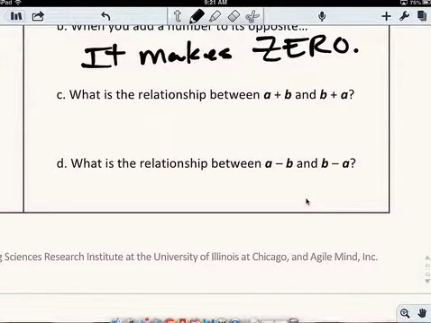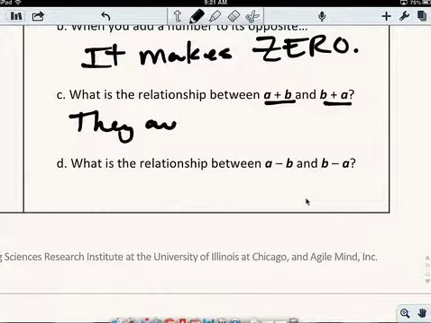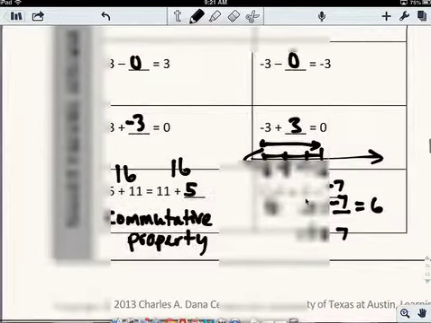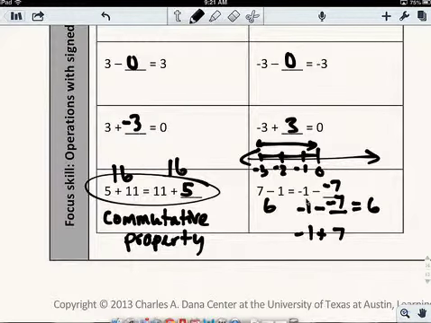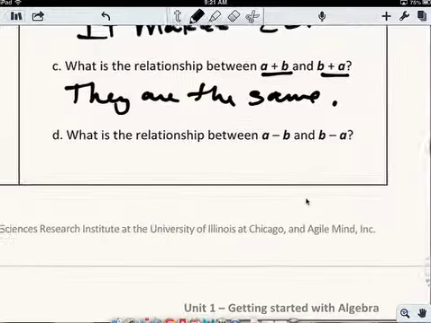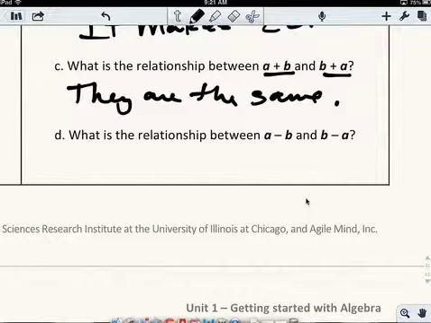All right, what is the relationship between A plus B and B plus A? And so if you look closely, that's just reversing the order. So I'm going to say they are the same. And that's what we found here, 5 plus 11 and 11 plus 5. What is the relationship between A minus B and B minus A? So let's think about that. It's a little bit more difficult to identify.